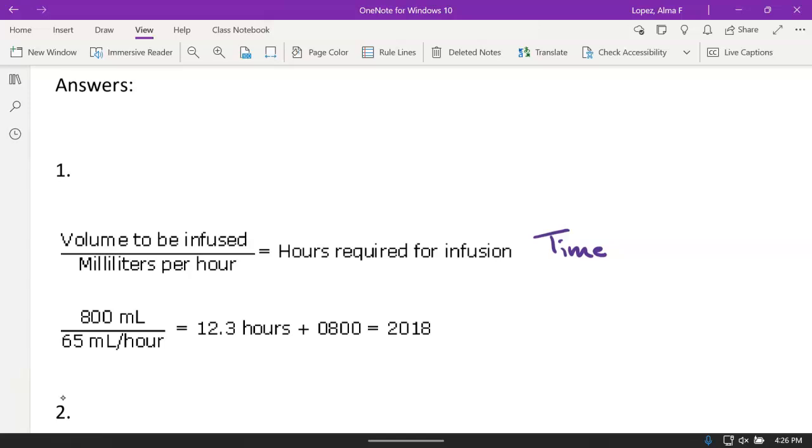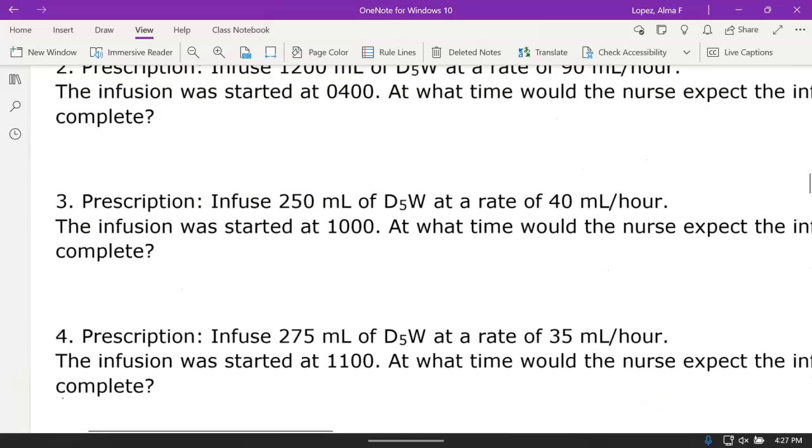It is the same thing as saying to find the time in hours, all I have to do is take the milliliters to be infused over the milliliters per hour. Okay, I didn't make it any shorter, did I? But let's go ahead and plug in.